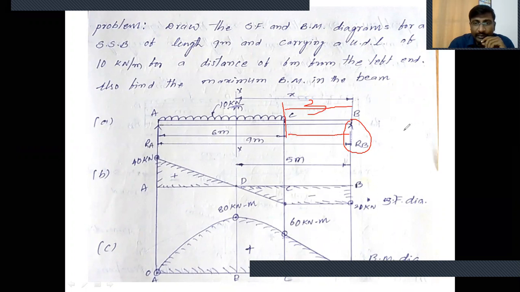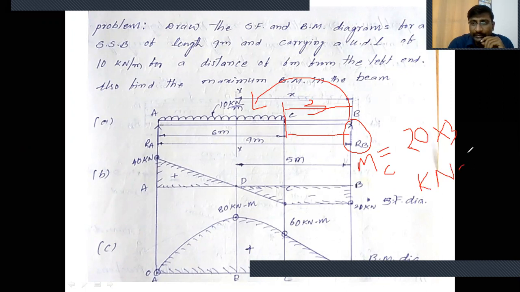So how much is RB? 20 kilonewtons is the reaction force, which is acting at a distance of 3 meters from point C. In which direction? Anti-clockwise movement will be developed, therefore positive. So bending moment at point C, MC, is equal to 20 into 3, it is 60 kilonewton meter. The units of our load are kilonewtons and the perpendicular distance is in meters, so the unit for the moment is kilonewton meter. So 20 into 3, 60 kilonewton meter is the bending moment at point C.